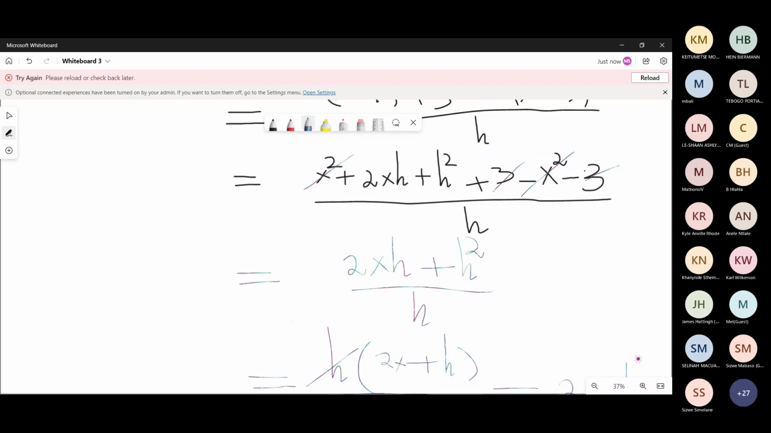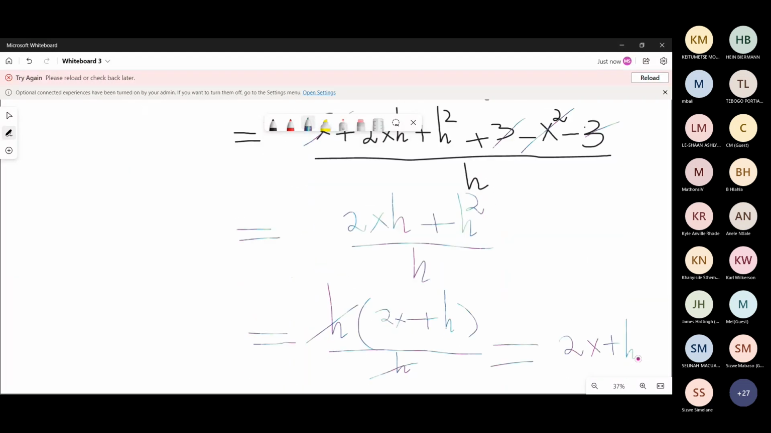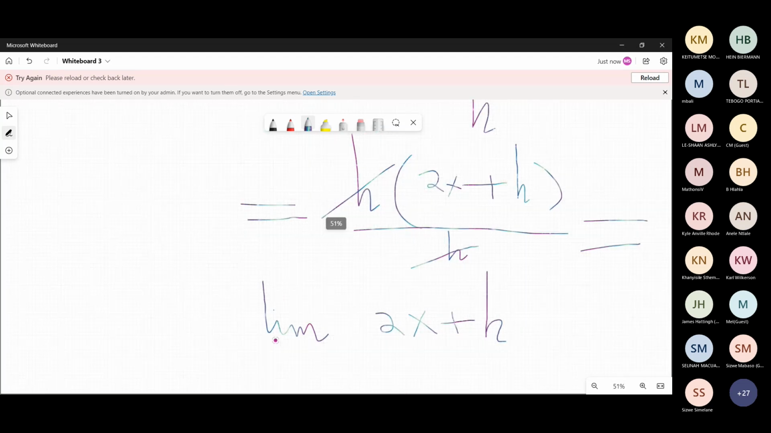Now, remember, we want now to take the limit when h goes to 0. When this number h is very small, what will be the limit number here? If h goes to 0, intuitively, what will we have? 2x. Yes, exactly. When this h is 0, this will simply be equal to 2x. Full stop. 2x. This is our last answer.